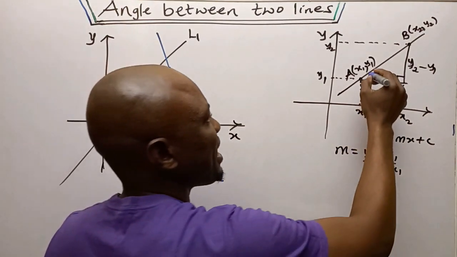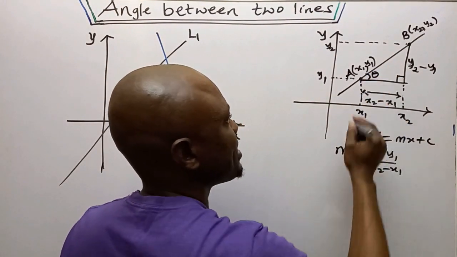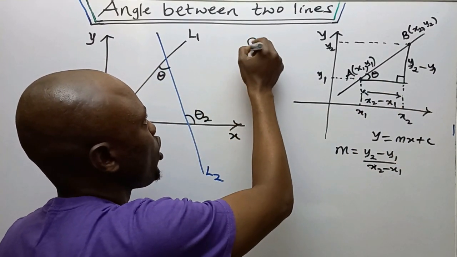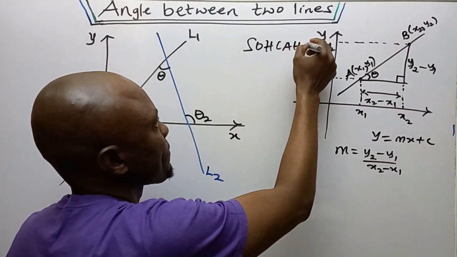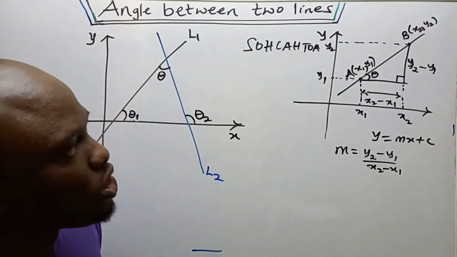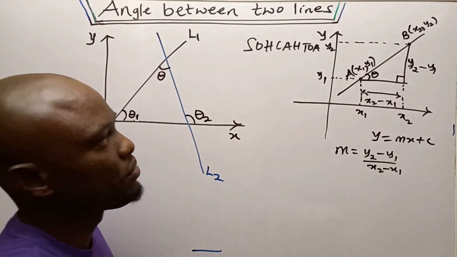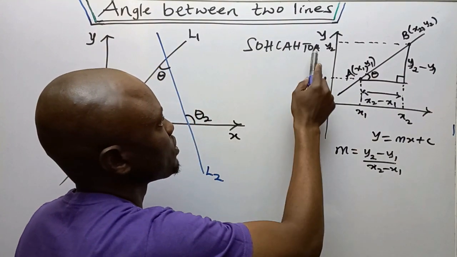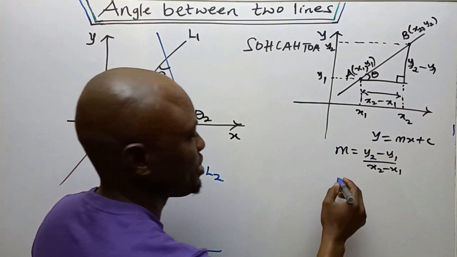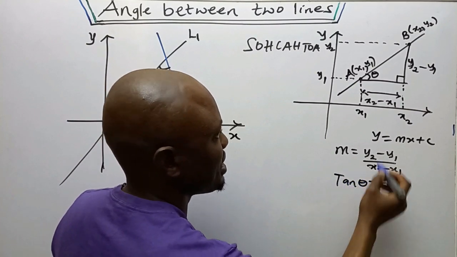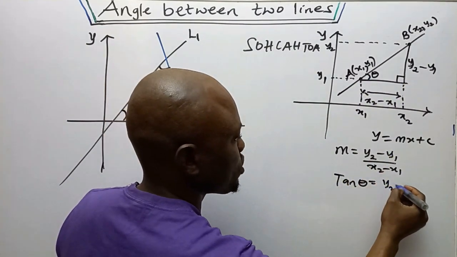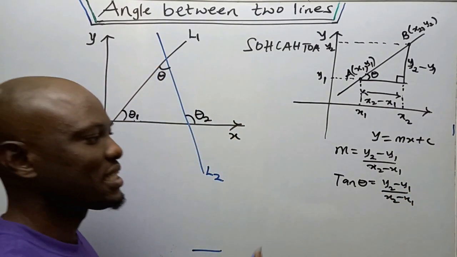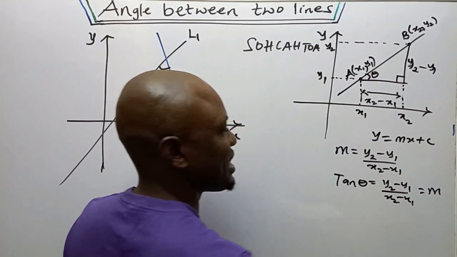Now, we want to find the angle of the slope. Let's say theta. You can see theta to the horizontal. Now, if you recall from your SOHCAHTOA, we want to find the angle theta. So if we look at it, this is the opposite and adjacent. Opposite over adjacent represents tan. So tan theta is actually opposite, which is y sub 2 minus y sub 1 over x sub 2 minus x sub 1. So that shows that tan theta is still the same thing as m.